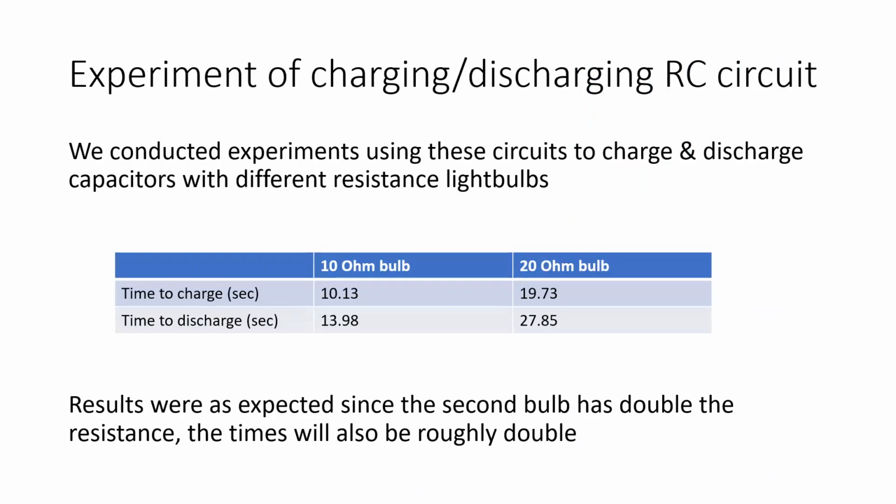So then when we did an experiment with charging and discharging this RC circuit, we could find some values. When we looked at the 10 ohm bulb, the time it took to charge the capacitor was 10.13 seconds. The time to discharge was 13.98 seconds. And you can see that the values for the 20 ohm bulb were slightly different, but almost double the values of the 10 ohm bulb. This is because we could expect that if we double the resistance, it's going to be double the time for the capacitor to charge and discharge.